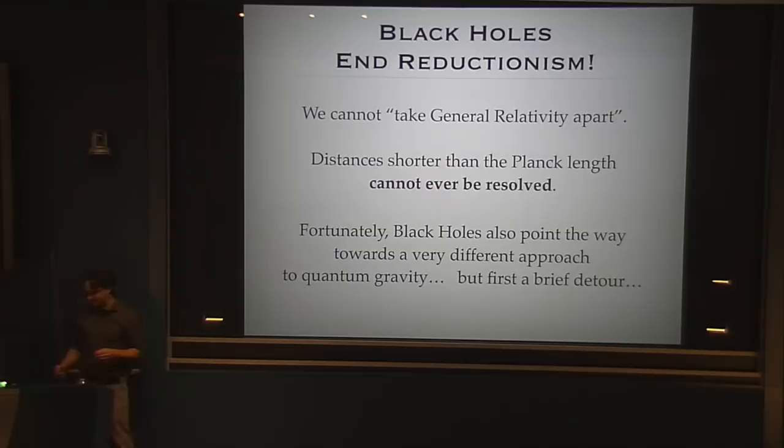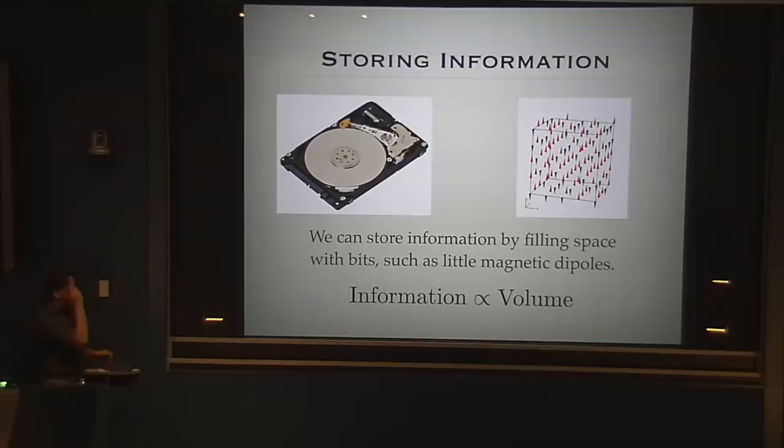So first, a detour. I want to talk about something that might seem quite unrelated, which is, how do you store information? I store information on my hard drive. What is a hard drive? Well, one way of thinking about a hard drive is that it's basically just some collection of little tiny magnets. And I can put each of those magnets either with its north pole up or its north pole down, and I can store a bit of information, say a 0 or a 1, in whether that magnetic dipole is pointed up or down.